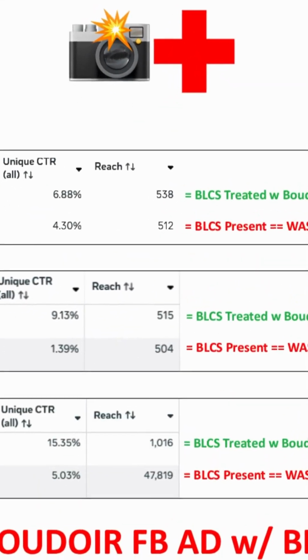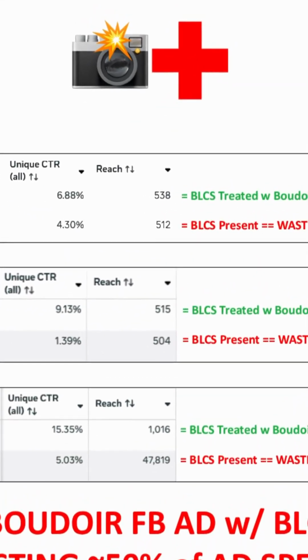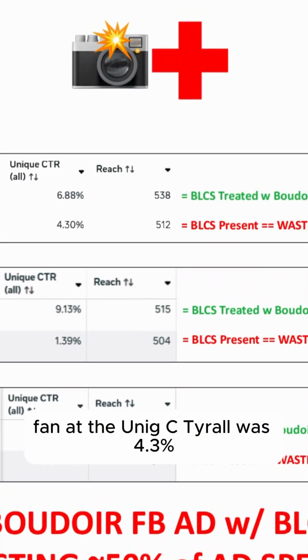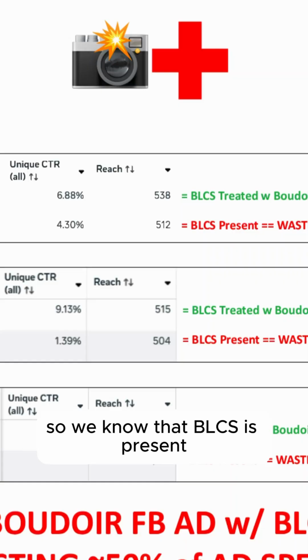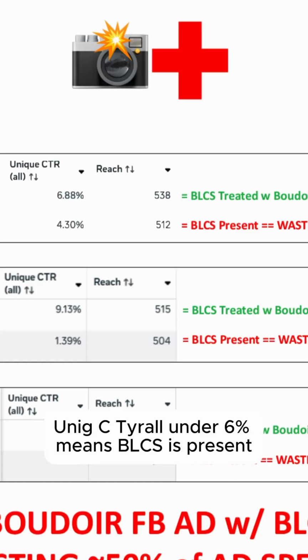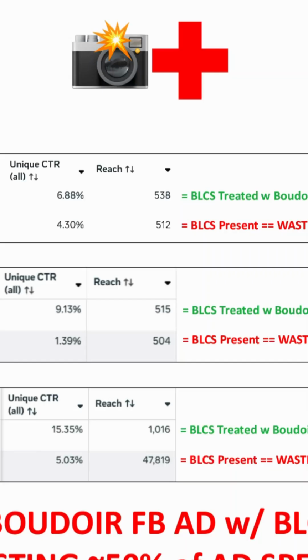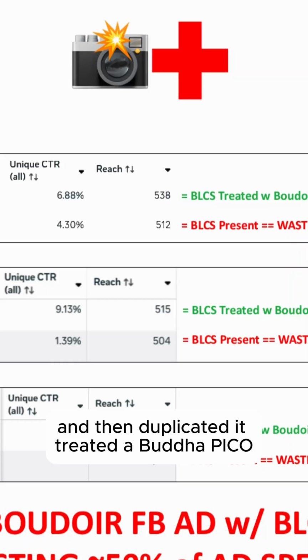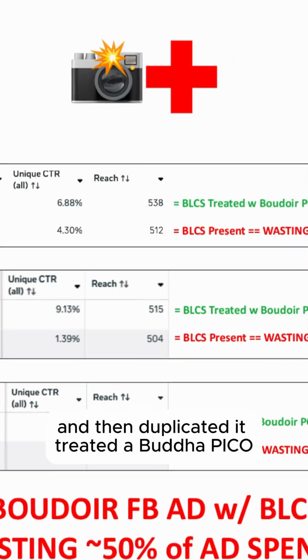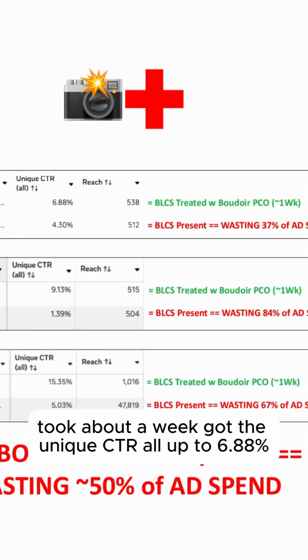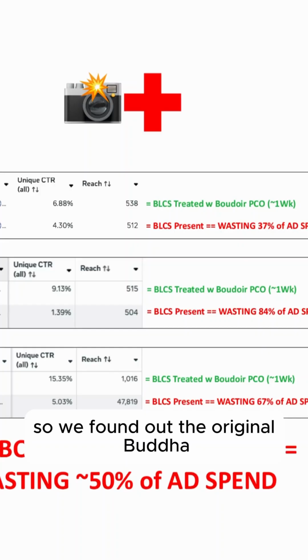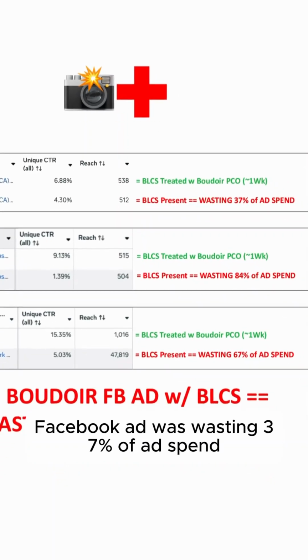First one, found out the unique CTR was 4.3%. So we know that BLCS is present. Unique CTR under 6% means BLCS is present. And then duplicated it, treated with Boudoir Pico, took about a week, got the unique CTR up to 6.88%. So we found out the original Boudoir Facebook ad was wasting 37% of ad spend.